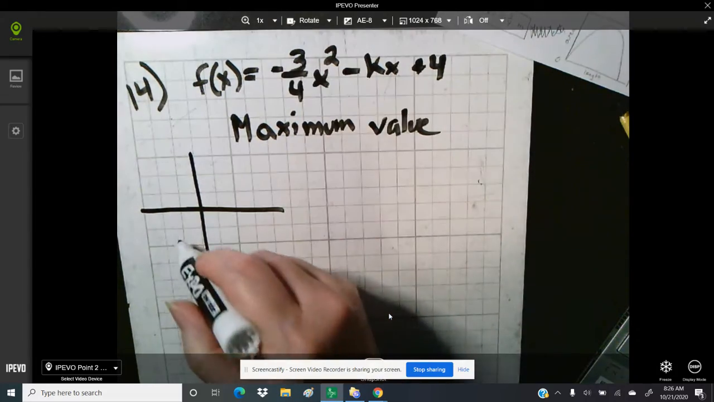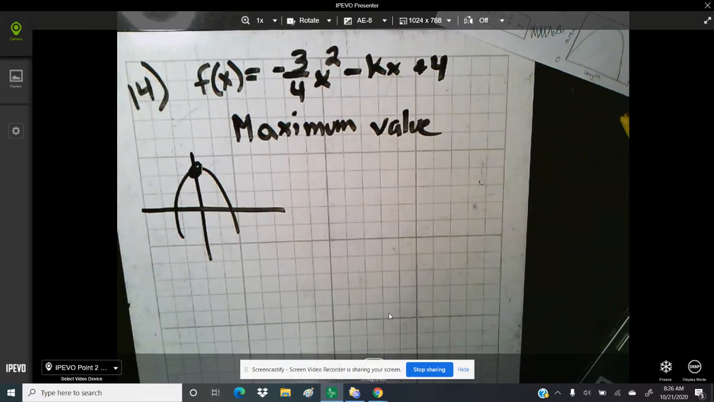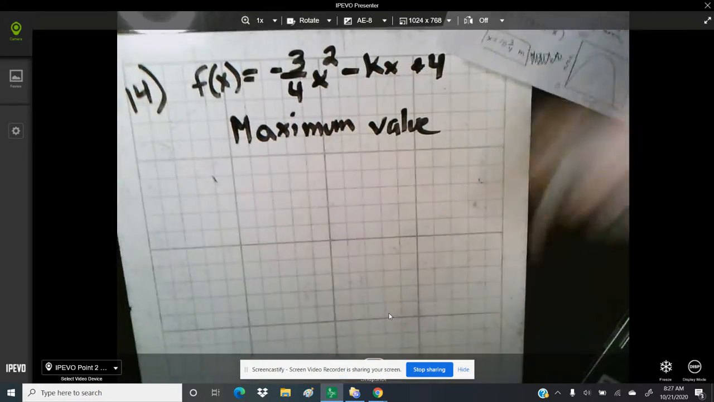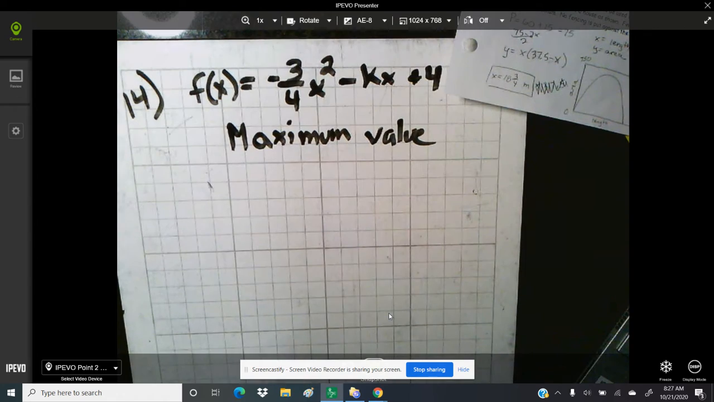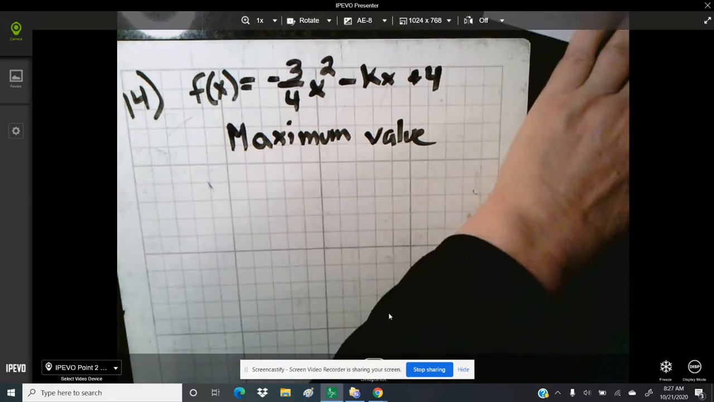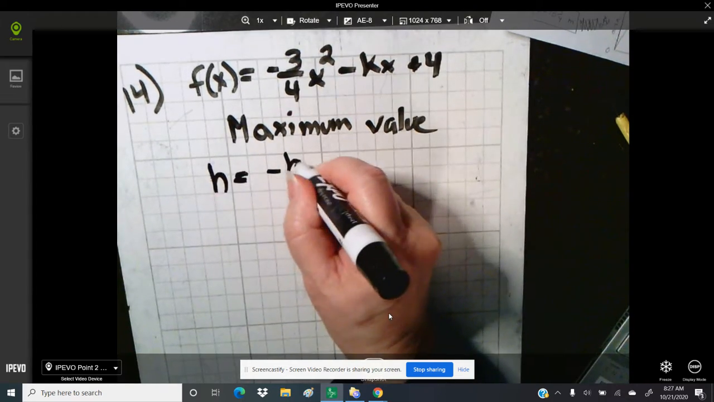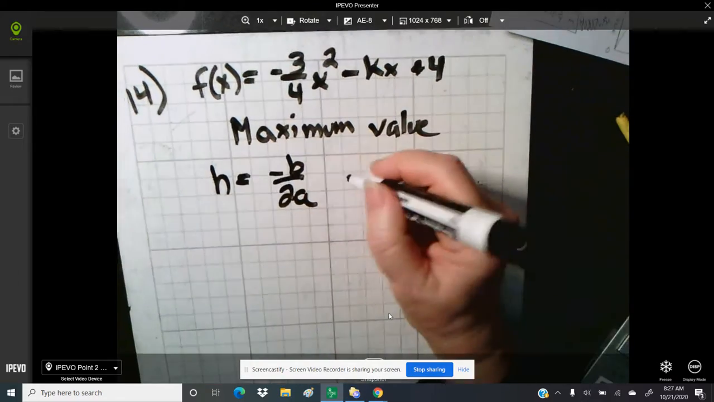So if you think about what they're asking, I'm not going to draw this exactly, but you know it opens down. They're basically saying, what is that y value where that parabola would be at a maximum point? So this is really just an exercise in algebra. If I want to find the maximum point, I'm going to have to say that h is minus b over 2a. So let's plug in what we know.